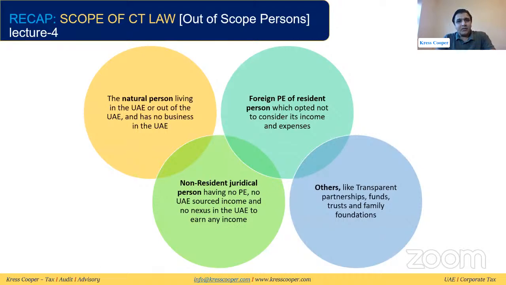Then we discussed out of the scope persons. The natural person will not be subject to corporate tax. A non-resident juridical person can avail corporate tax exemption. A non-resident juridical person that has no PE will not be subject to corporate tax. A foreign PE of the resident person can claim exemption. Others, like transparent partnerships, funds, trusts, and family foundations, which have not been structured or availed options from the FTA, will not be subject to corporate tax.